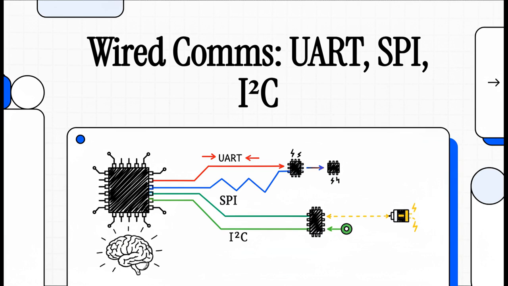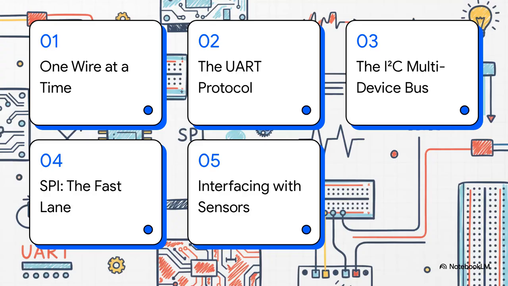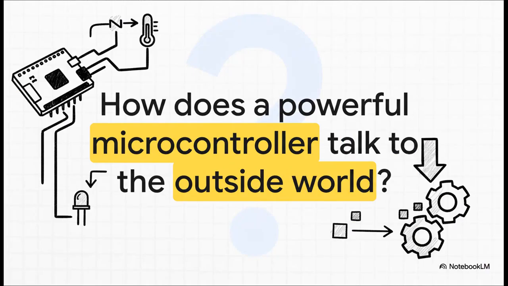So in this explainer, we're going to pull back the curtain on the secret languages these tiny brains use to speak and listen, the wired communication protocols. So here's the game plan. We're going to start with the absolute basic idea of sending data one little bit at a time. Then we'll jump into the big three protocols you'll see everywhere: UART, I²C, and SPI. And to wrap it all up, we'll see how these languages let our microcontroller actually connect with sensors and understand the world around it.